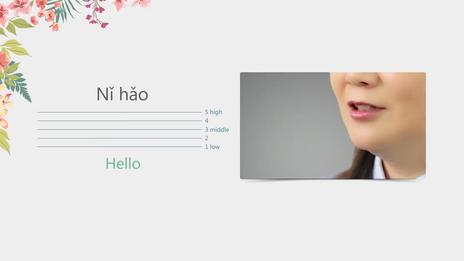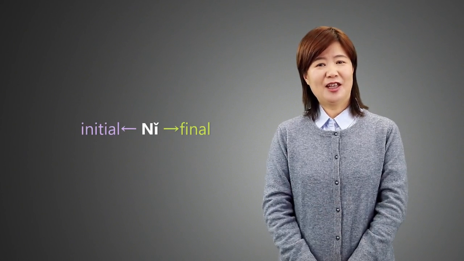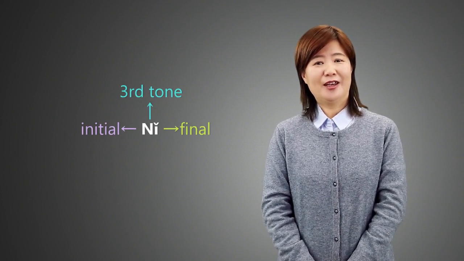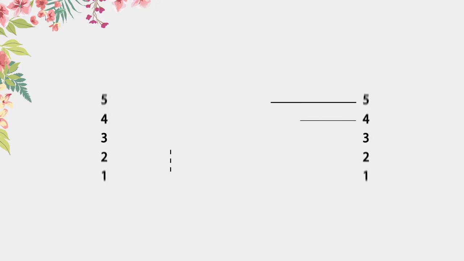你好. There are initials, finals, and four different tones in Pinyin. The tones are referred to simply as the first tone, the second tone, the third tone, and the fourth tone. Tones are very important because the meaning of the same syllable can change when a different tone is being used. The four tones can be shown in a music notation like this.